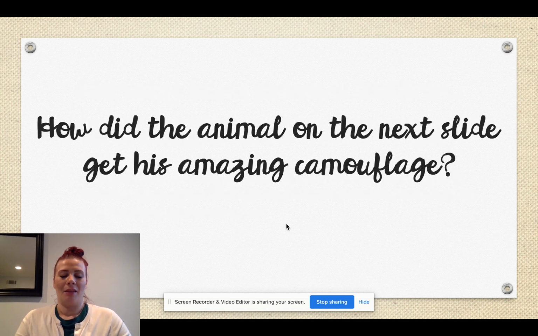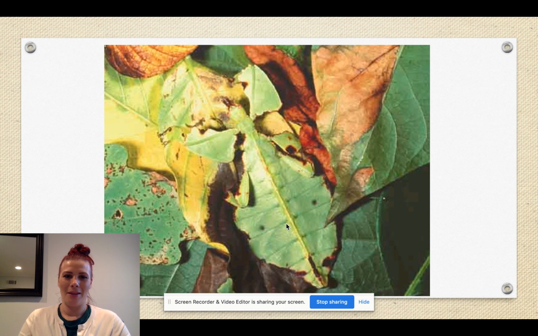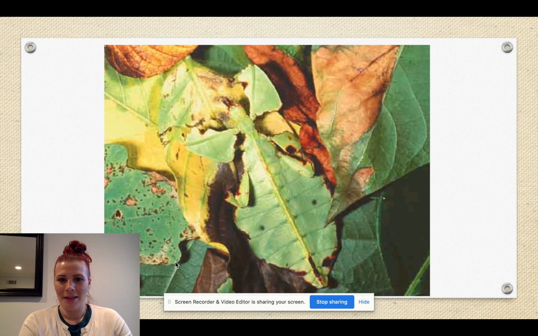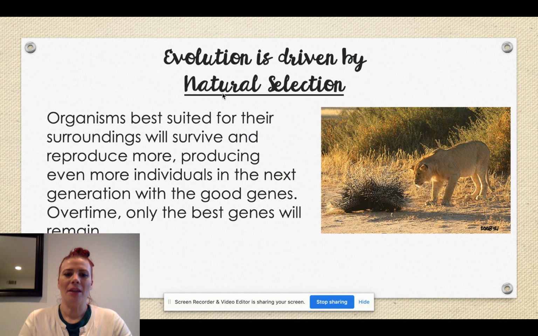So here's the question I want you to think about. How did the animal on the next slide get his amazing and wonderful camouflage? If you look at this picture quickly, you can't see it, but there's a bug there. If you look more closely, you can probably see it. If you can't see it, I'm going to circle it for you, because they do blend in. That's the whole point, right? This little thing that looks like a leaf is actually a bug, this being the tail end and this being its little head. So how did this happen?